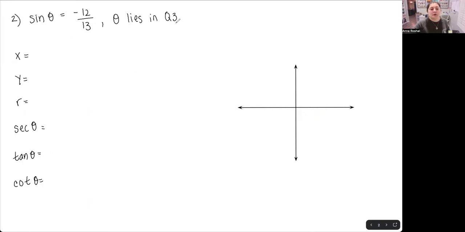Now here we're told 2 things. We are told that the sine of theta is a negative answer, and we know that sine is opposite over hypotenuse, and we also know that theta lies in quadrant 3. So I know that my quadrant 3 is here. I'm just going to draw a random triangle and put theta in here. I know opposite is going to be 12, hypotenuse is going to be 13.